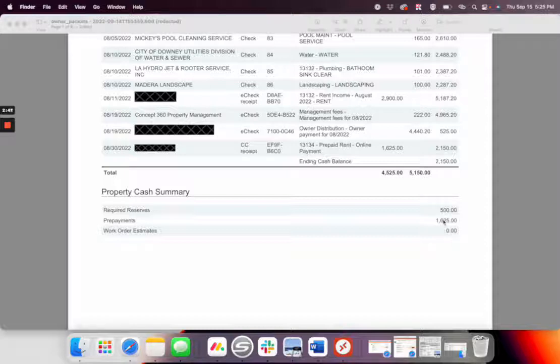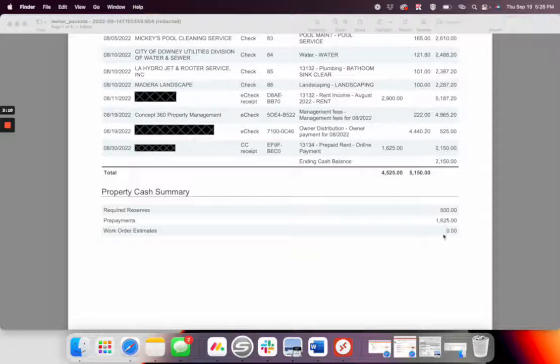The other thing that you'll see here is any prepayments made by the tenant. You can see here on 8/30 of 2022, there was a prepayment that came in of $1,625. That's reflected here. As of 9/1, when the rent charge actually posts, this money will convert automatically by the system into rent instead of prepayment. And this number will come off of here. But you'll always have a running total here if a tenant has made a prepayment, and that will account for that.